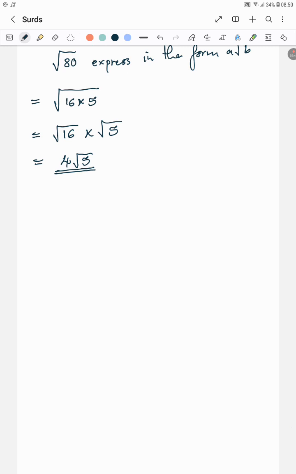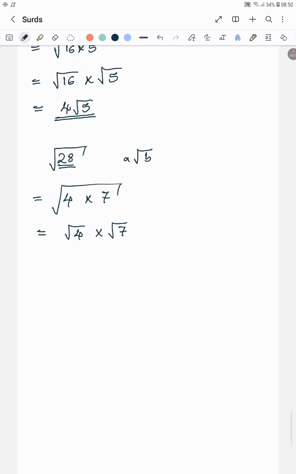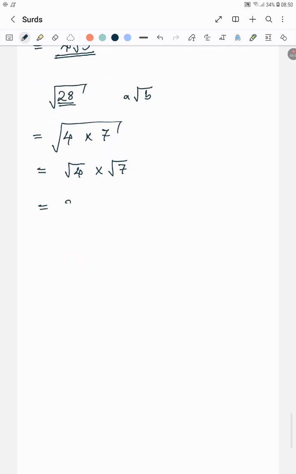And you can also get a question that says root 28 is to be expressed in the form a root b as well. So you realize a perfect square which is a factor of 28 is 4. So this is the square root of 4 times 7, which is equal to square root of 4 times square root of 7. And here you get your final answer as 2 root 7.